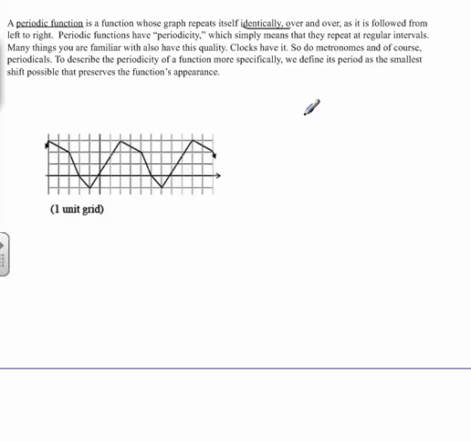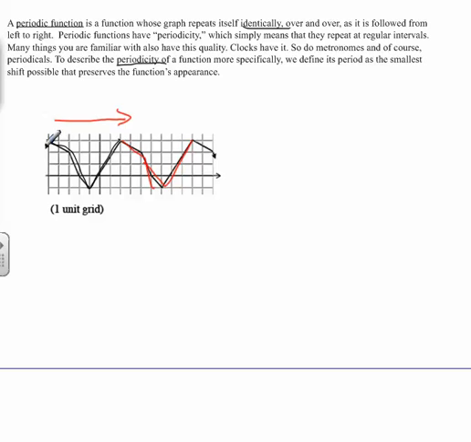So to describe the periodicity of a function more specifically, we define the period as the smallest shift possible that preserves the function's appearance. So basically, if I take this part right here that I'm tracing, it is exactly the same as this part that I'm tracing now in red. And so the distance from here to here, we would be able to shift this V, if you will, over this direction. How many units would I need to shift it for it to lie exactly on top of the other? Basically a translation like we did in geometry.